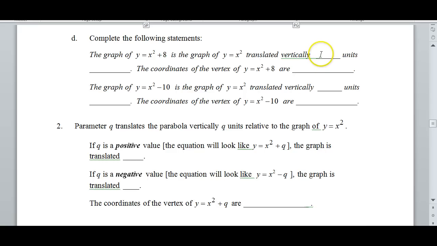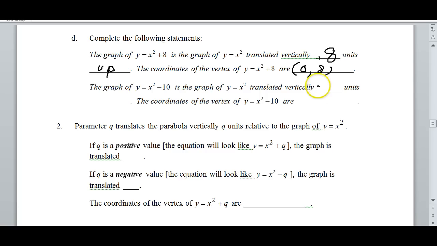Okay, part D, complete the following statements. The graph of y equals x squared plus 8 is the graph of y equals x squared, translated vertically 8 units, and when we do a translation we have to say which way, so this is 8 units up. The coordinates will be 0, 8.